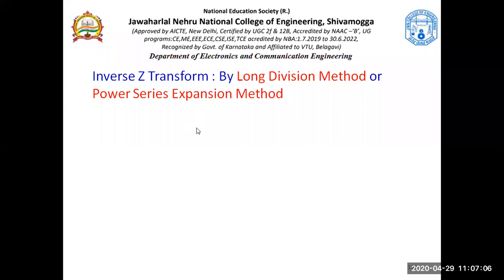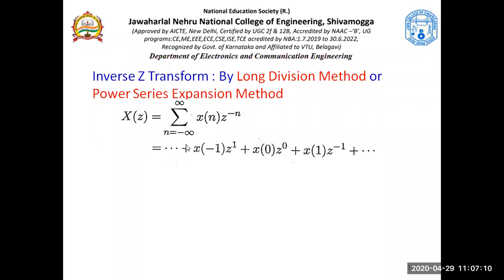Now this is something that we all understand. This is the basic equation. In the basic equation, if you just expand this summation, this is the zeroth sample, x of 0, which is associated with z to the power 0. This is the n equal to 1 sample, associated with z inverse, the negative powers of z.